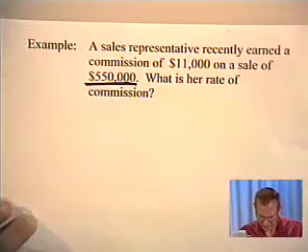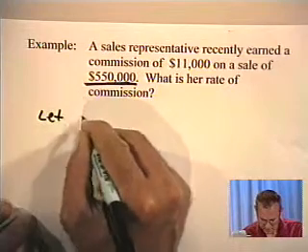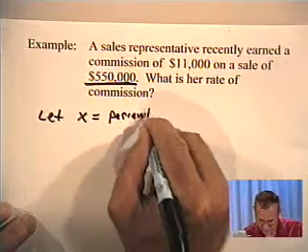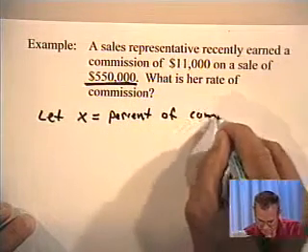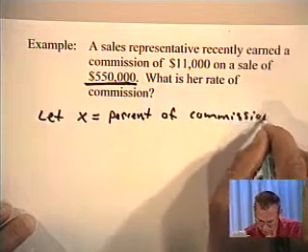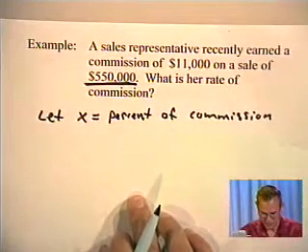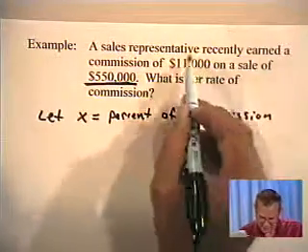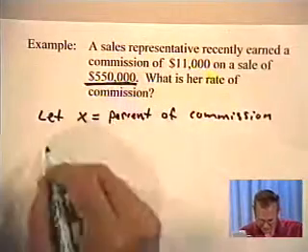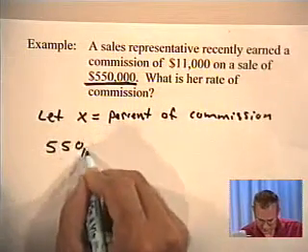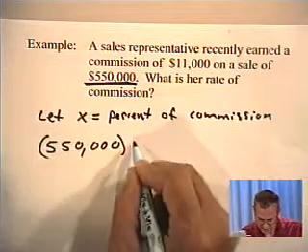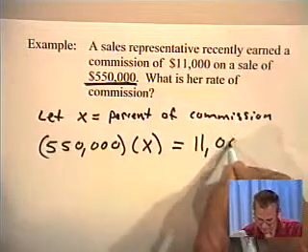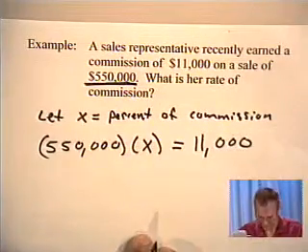So let's define a variable. How about if we let X equal her percent of commission? And let's see if we can come up with a formula or an equation. Well, she gets $11,000 based on her percentage. So how about if we say 550,000 times her X percent is equal to her commission? And we'll try to solve for X.